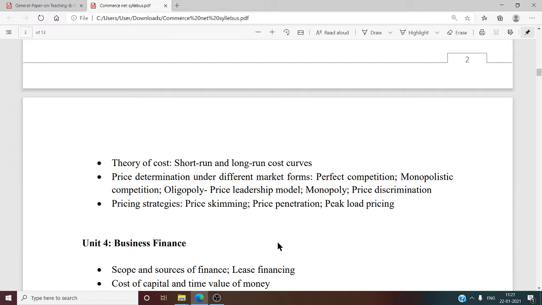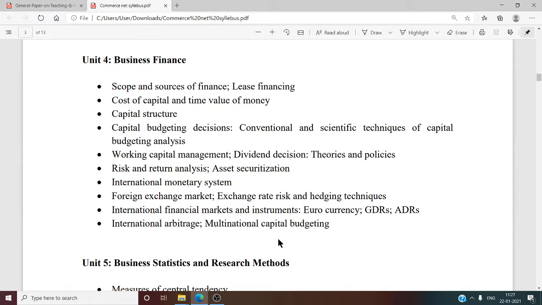That is scope and source of business finance, lease financing, cost of capital, time value of money, capital structure, capital budgeting decision, conventional and scientific techniques of capital budgeting analysis, working capital management, dividend decision. Dividend decision, this topic is very important. Theories and policies, that is model, net operating income approach. These theories you should be knowing.